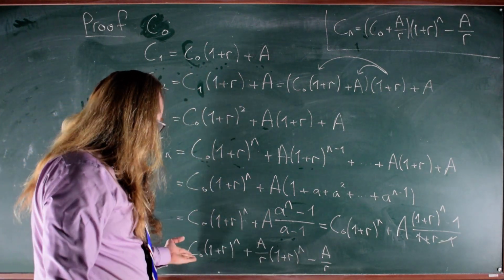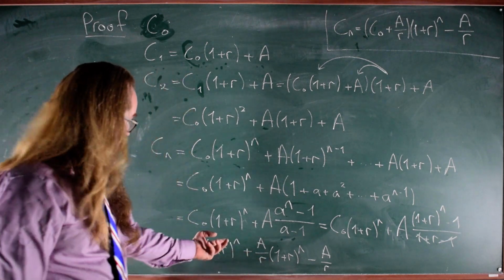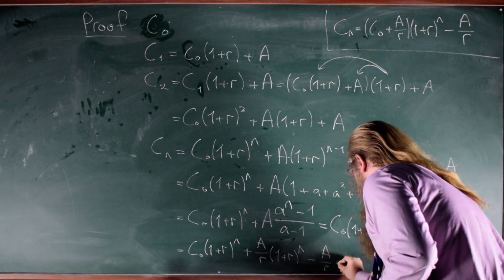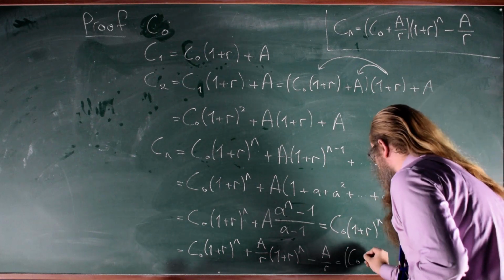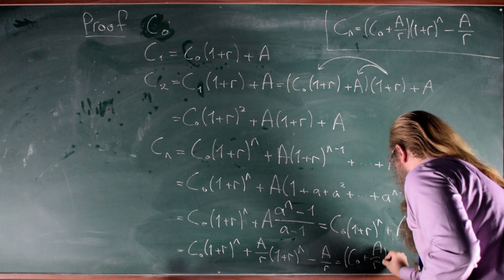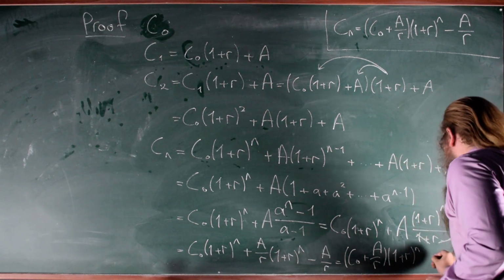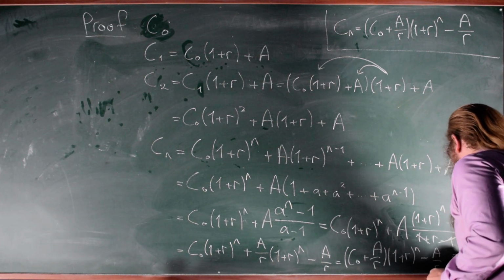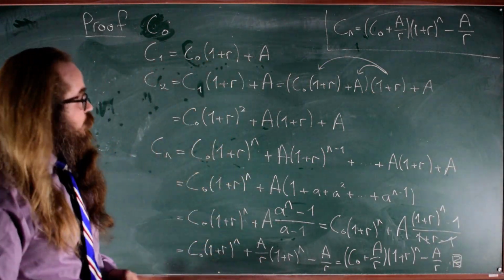Again, we see this beautiful little thing here where this term here and this term have a common factor of 1 plus r to the power of n. So we can put that outside a parenthesis, and what we end up with is the initial capital plus A over r, multiplied by the interest to the power n, minus A over r, which is exactly what we wanted to show. We wanted to show this.